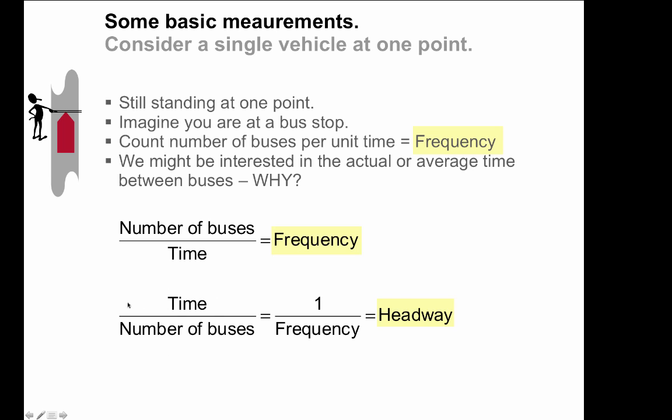So the number of buses per unit time we call frequency, and if we think about the time divided by the number of buses, that is just the inverse of this equation here. So 1 over the frequency we call headway. So the time between buses is called the headway. So 4 buses per hour, what would the headway be there? Actually, it would be 15 minutes. So you can think about the relationship between frequency and headway when considering public transportation.